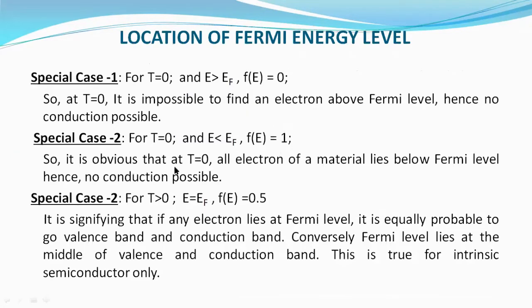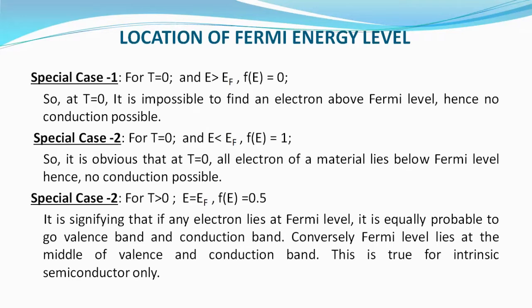So it is obvious that at T equal to 0, all the electrons of the material lie below the Fermi level, hence no conduction is possible. That means when absolute temperature is 0 and E is less than EF, I am considering some energy level which is below the Fermi level. EF is the Fermi level, so E is below the Fermi level here.